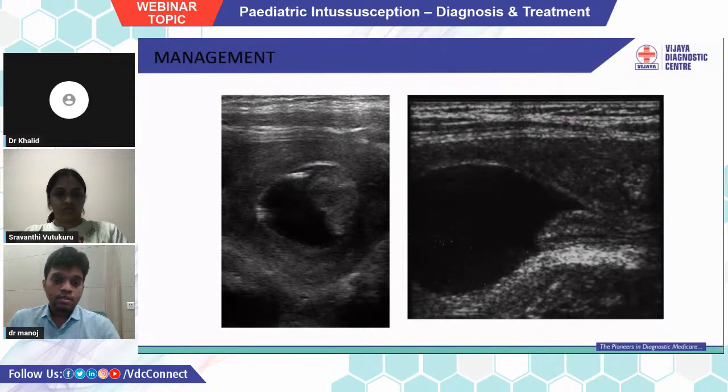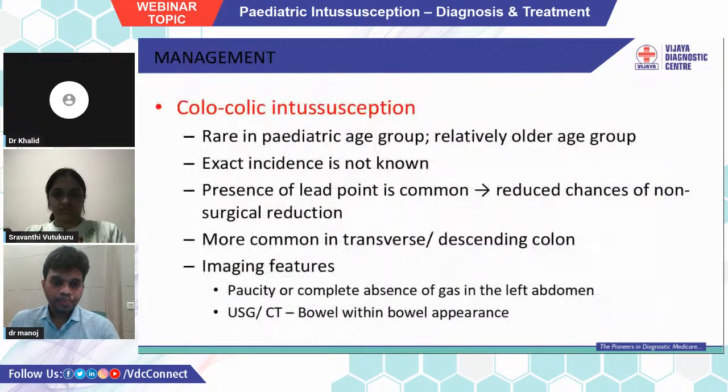In this case, we can see that along with the mesentery, there is some amount of trapped fluid. In the final case, along with the trapped fluid, there is also a longitudinal tubular structure which happens to be a Meckel's diverticulum. In both of these cases, because of the presence of trapped fluid as well as, in this case, a lead point, there is lesser chance of non-surgical reduction.